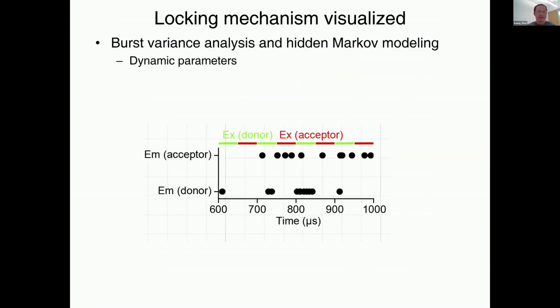And then how do we do the locking mechanism? Well, through biochemistry, we know that when Rag GTPase is loaded with a single GTP, it's behaving differently from when it's loaded with two GTP molecules. In this case, we have to introduce the burst variance analysis and Hidden-Markov modeling. So it will extract how dynamic the conformation is when this molecule is diffusing through this confocal volume.